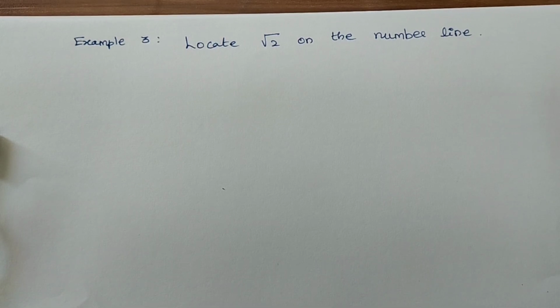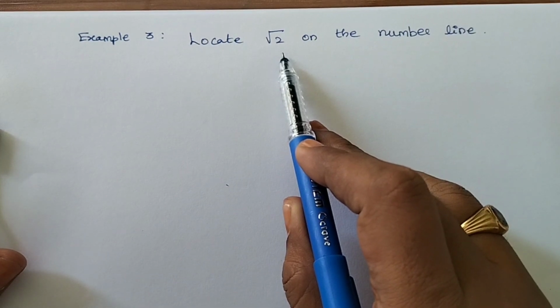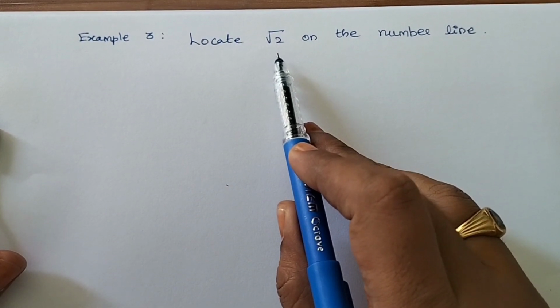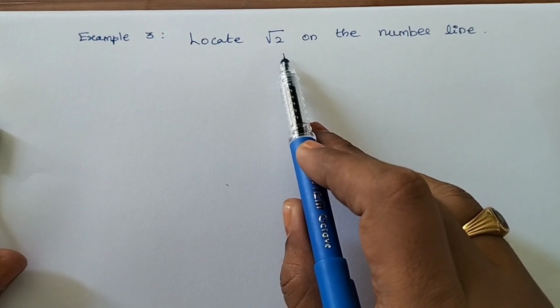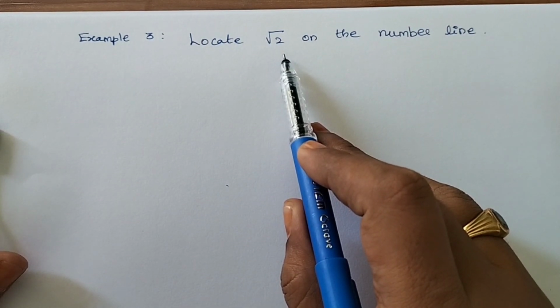Locate root 2 on the number line. Root 2 is an irrational number. Whenever it is an irrational number, we cannot directly mark it on the number line. So for that we are going to use the Pythagoras theorem.